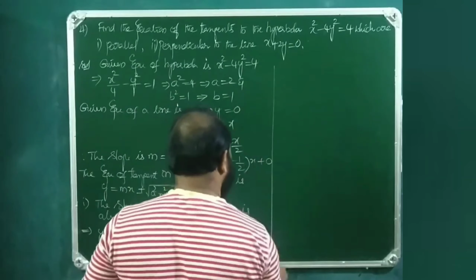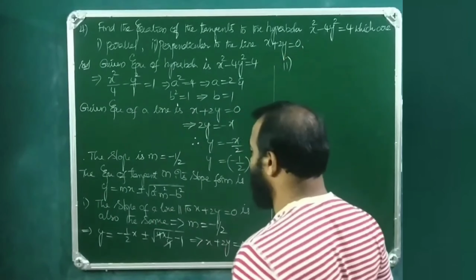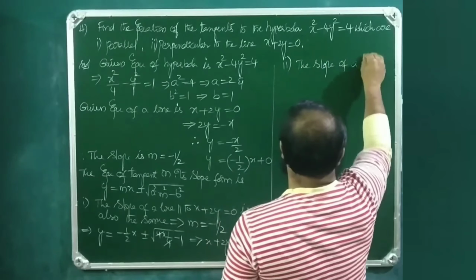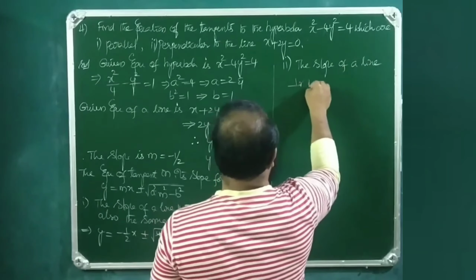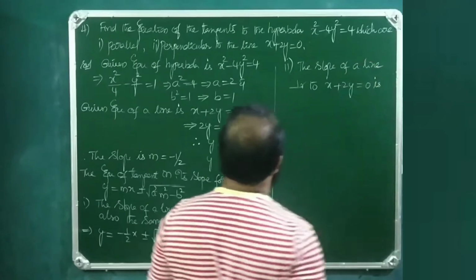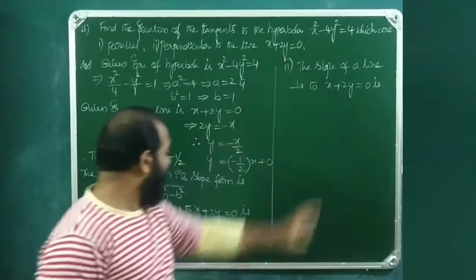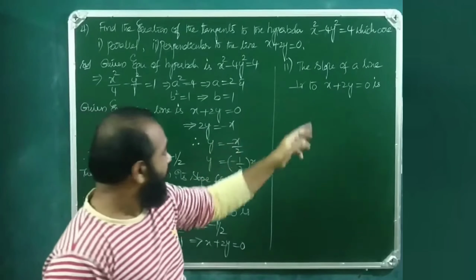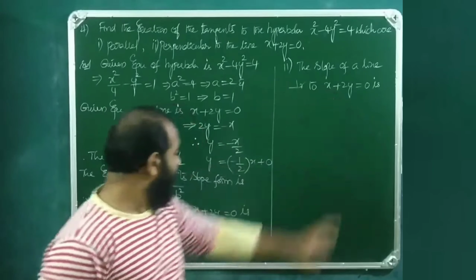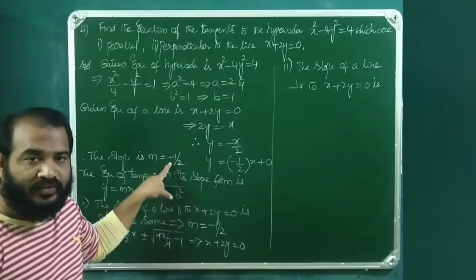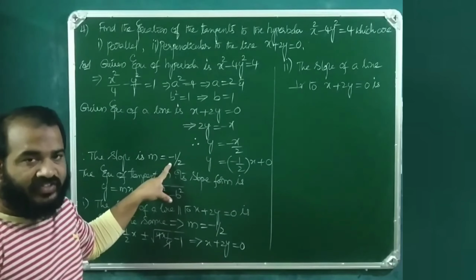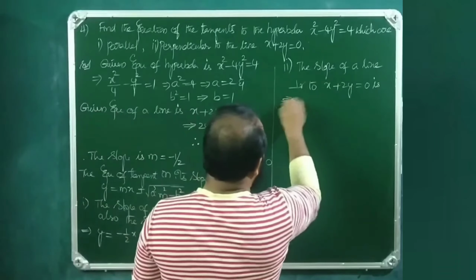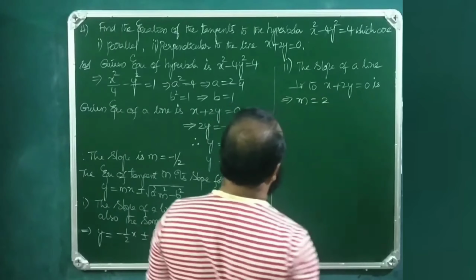Now the second one is perpendicular. The slope of the line x plus 2y is minus 1 by 2, then what is the slope which is perpendicular to x plus 2y? It is 2, because minus 1 by 2 into 2 is equal to minus 1. Product of the slopes is equal to minus 1, m1 m2 equals minus 1. So the slope m is equal to 2.